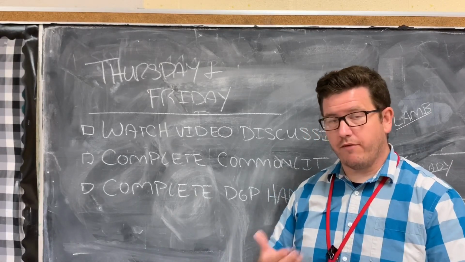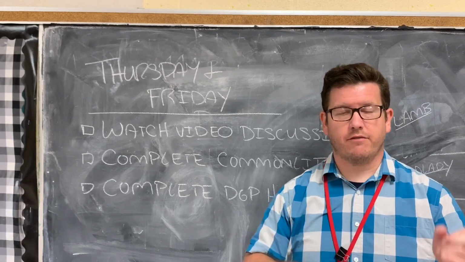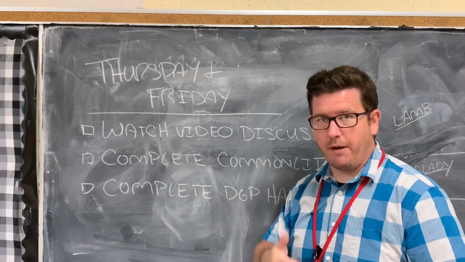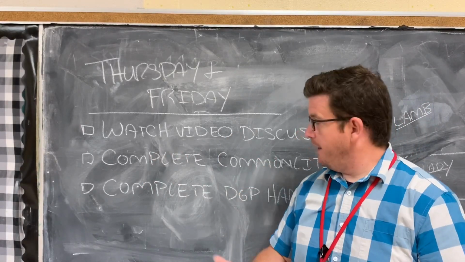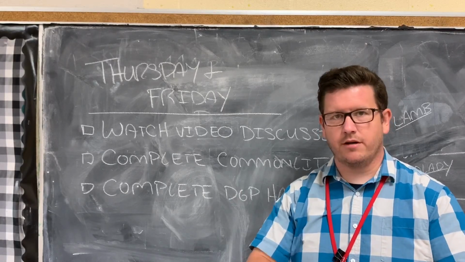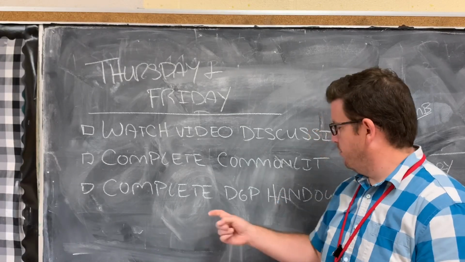So tomorrow and Friday, or I guess today and tomorrow, what you need to have done for Friday is watch a series of video discussions that I give about the actual stories we've read. Make sure you've completed all CommonLit assignments. There should be two: one for Lamb to the Slaughter and one for The Landlady by Roald Dahl. And complete your DGP handout.